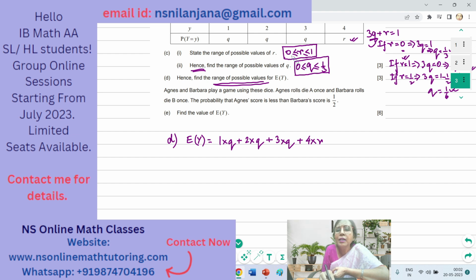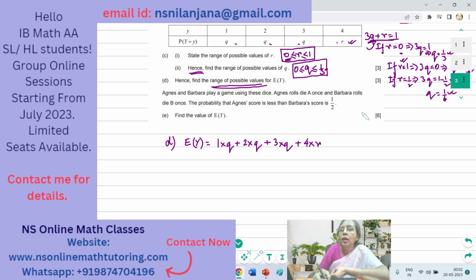So let us take when R is equal to 0, Q is equal to 1/3. So if I take the R value as 0, I have to take the Q value as 1/3. Don't take R equal to 0 and Q equal to 0. If R is equal to 0 and Q equal to 0, the total probability will be equal to 0. That is not possible. So when R equal to 0, Q is equal to 1/3. Or else, what you can do is, from the equation 3Q plus R is equal to 1, I can write R as 1 minus 3Q.